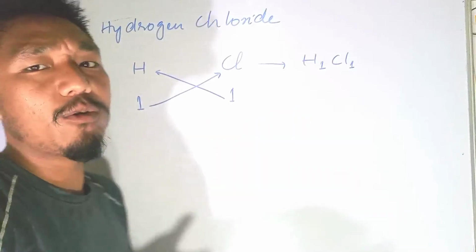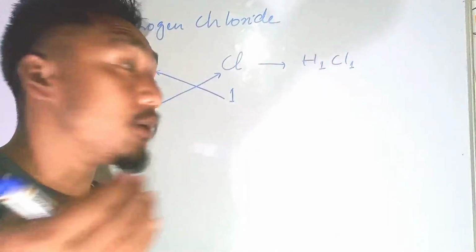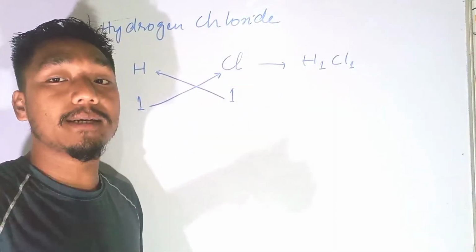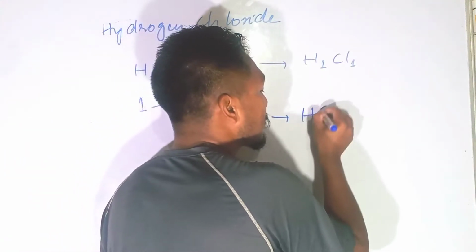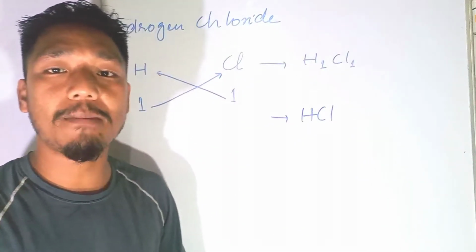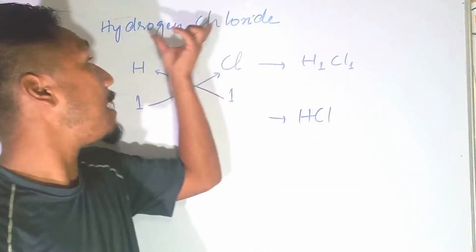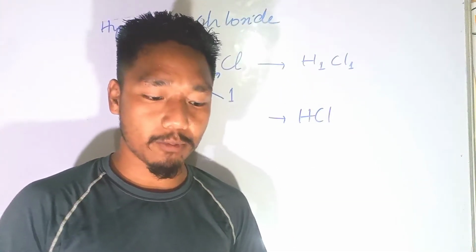In mathematics you know that we don't usually write 1. Even if we don't write the 1, we still consider that there is a 1 here. So if I remove this 1, our answer becomes HCl. That is what we represent: hydrogen chloride is HCl.